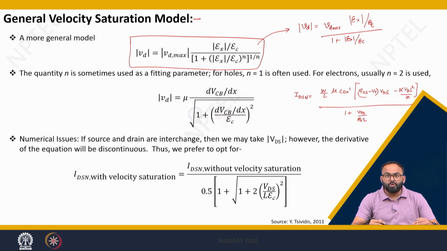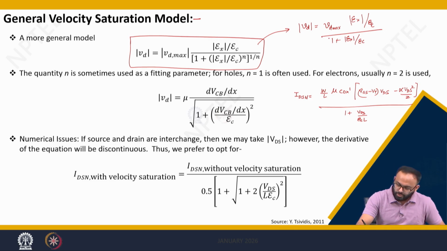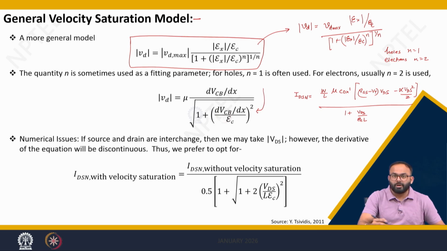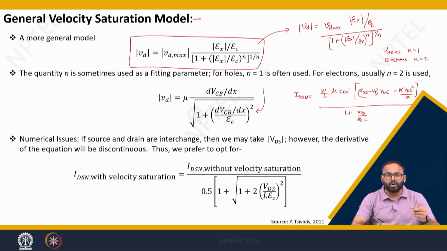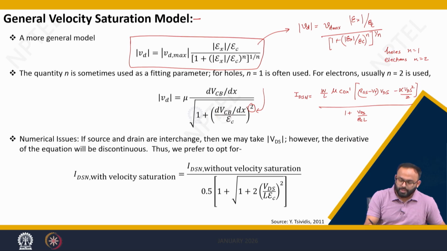However, to get more concrete or accurate results, we need to use this model, which says that this is power of n, 1 by n. In general, for holes n equals 1, and for electrons n equals 2. So if you use n equals 2, as we are discussing the velocity saturation phenomena in NMOS, where the electron is the dominant charge carrier, then you need to take 2 here, and as it is 1 by n, so 1 by 2.